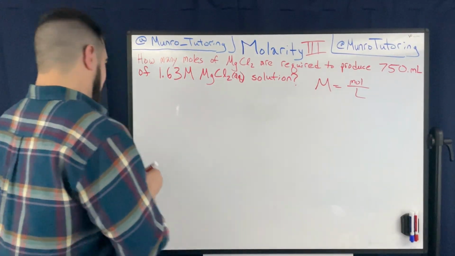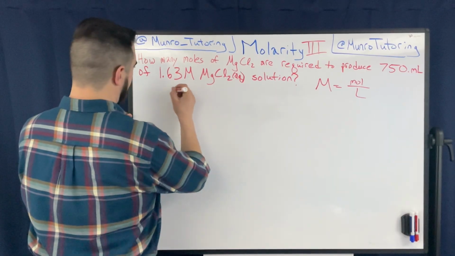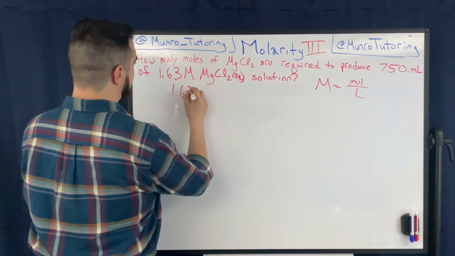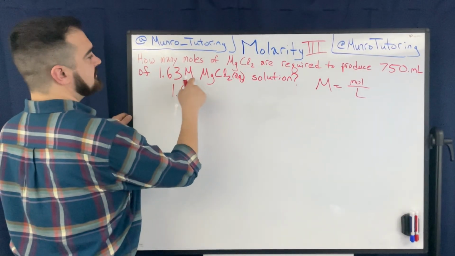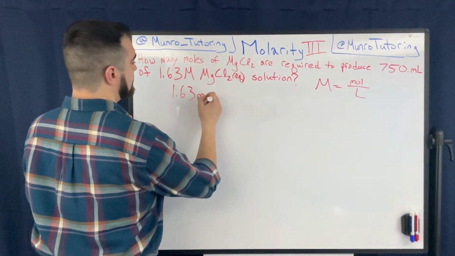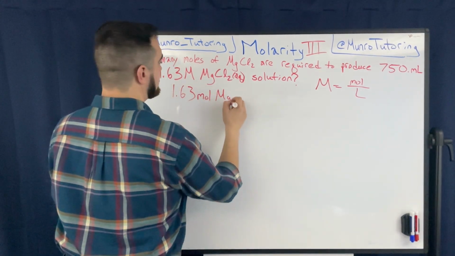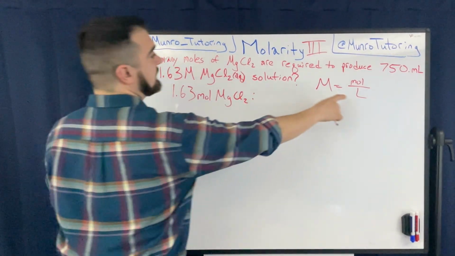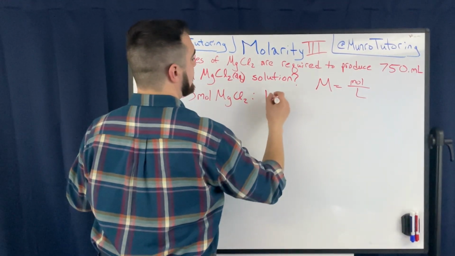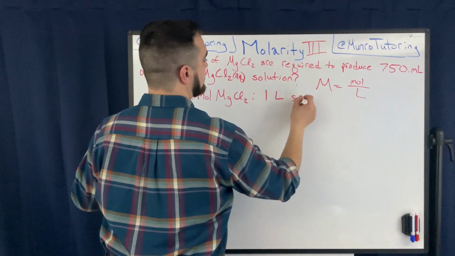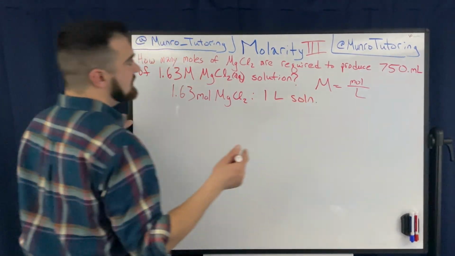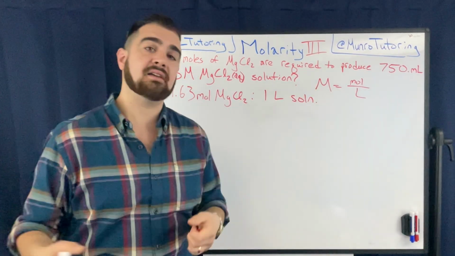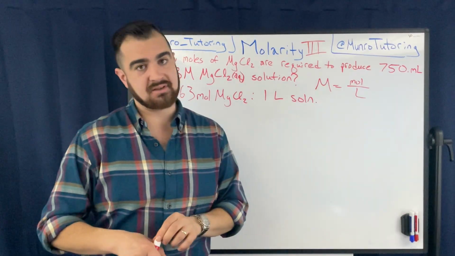So let's do that. Let's write this out. We have 1.63, and that's moles of the stuff, the solute, moles of magnesium chloride for every 1 liter of solution. And so then we always take the given quantity and put it to the left.